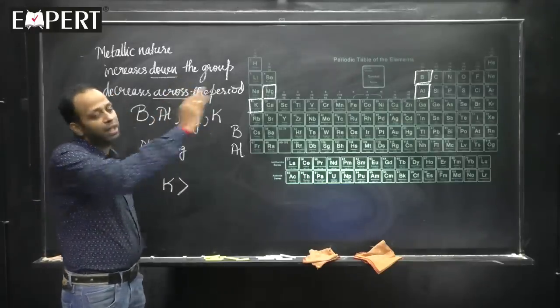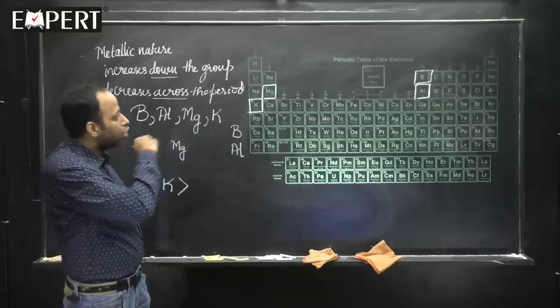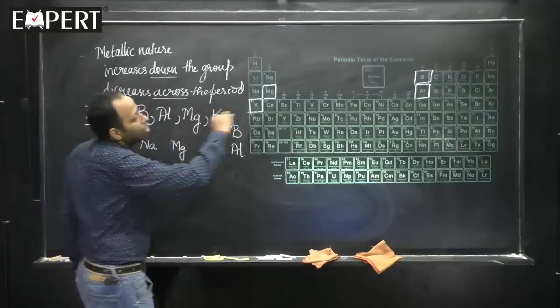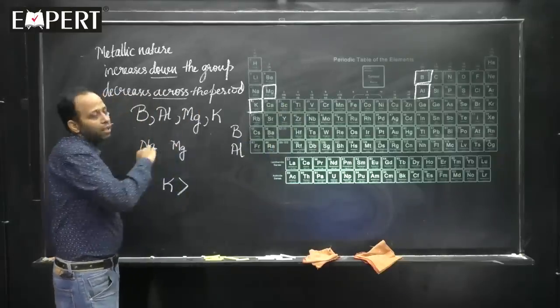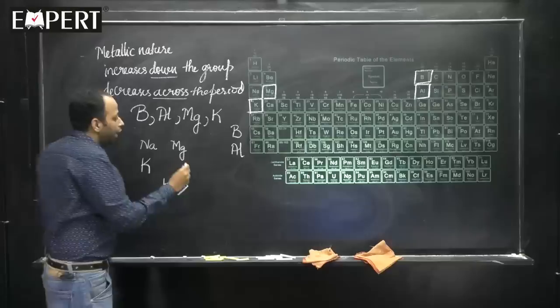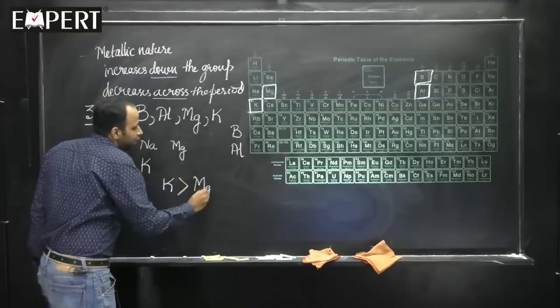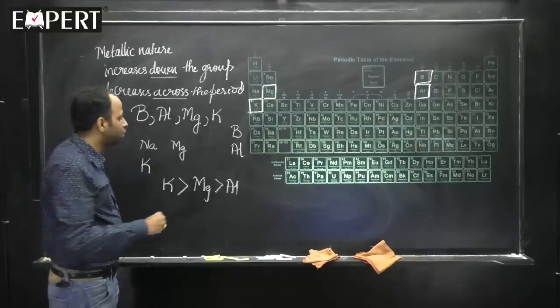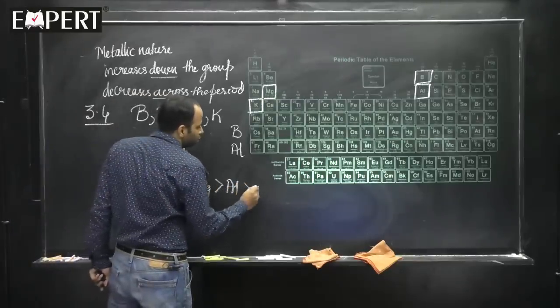You have magnesium and aluminium. Now both belong on the same line, but what does this tell us? It decreases across the period. So if I compare now, across the period it decreases, means magnesium will be more, aluminium will be less. And then the least one will be the one above it. This is called as boron.